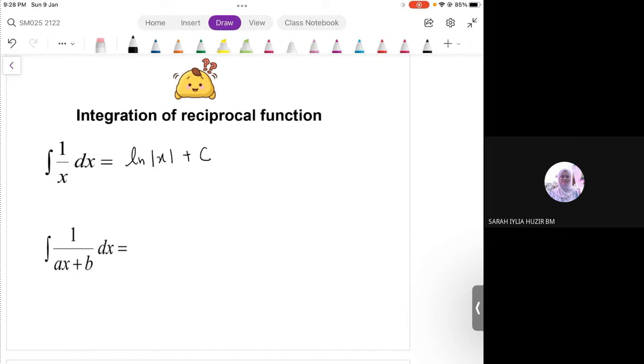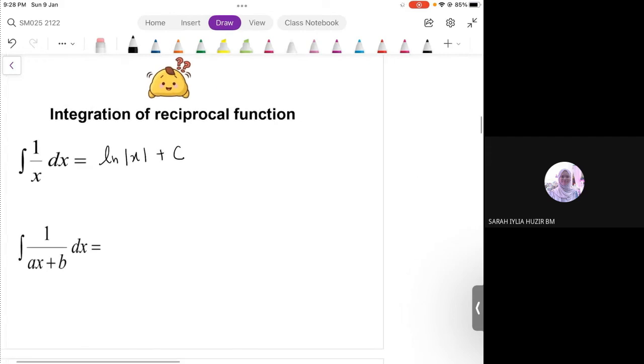Kenapa benda ni tak boleh pakai rule yang biasa? Okay, tadi kita cakap kan kalau dalam basic rule, you can apply that except when we have -1 as our power. Kenapa? Kita baru nak tunjuk sekarang ni. Let's say lah kalau saya nak apply basic rule. So, x to the power of -1. Kalau kita follow the same rule, kita akan dapat -1 plus 1 over -1 plus 1. So, kalau kita simplify, we get x to the power of 0 over 0.